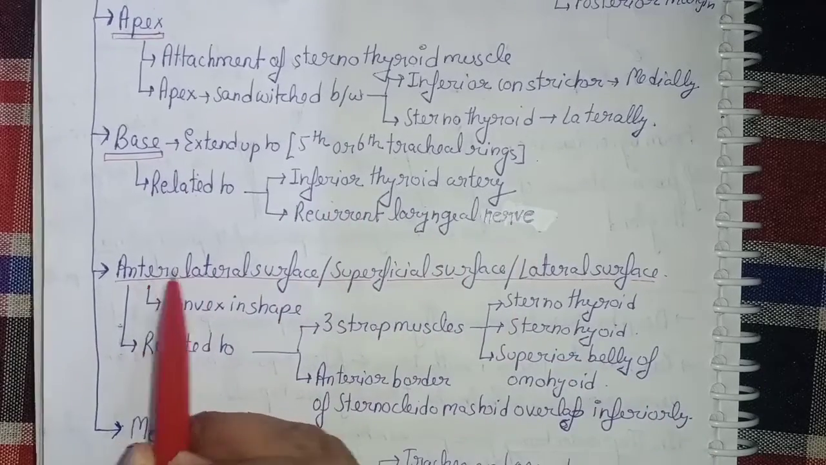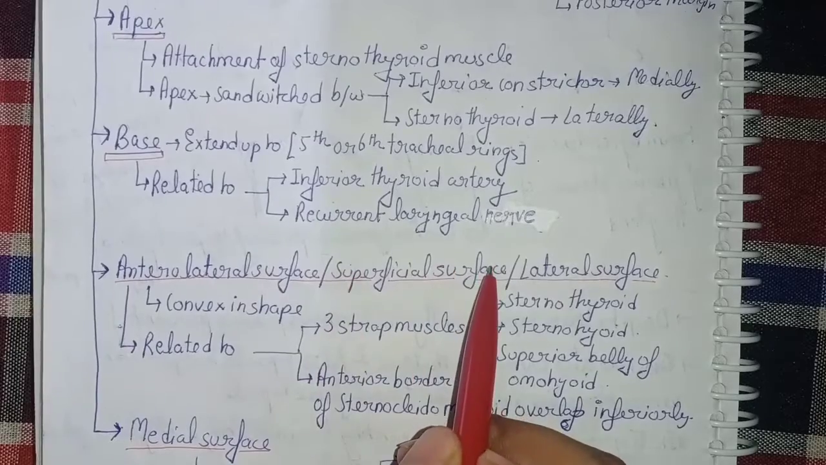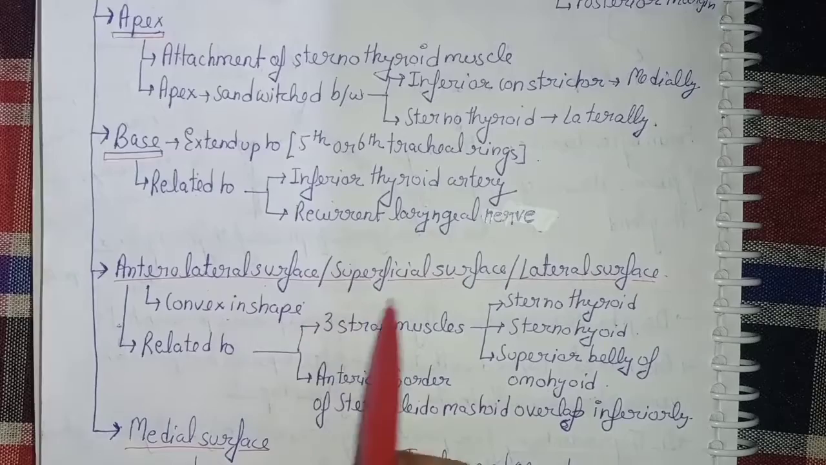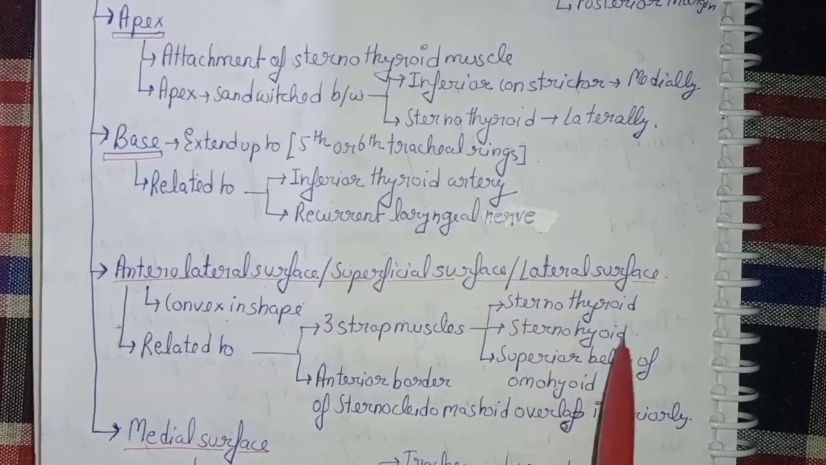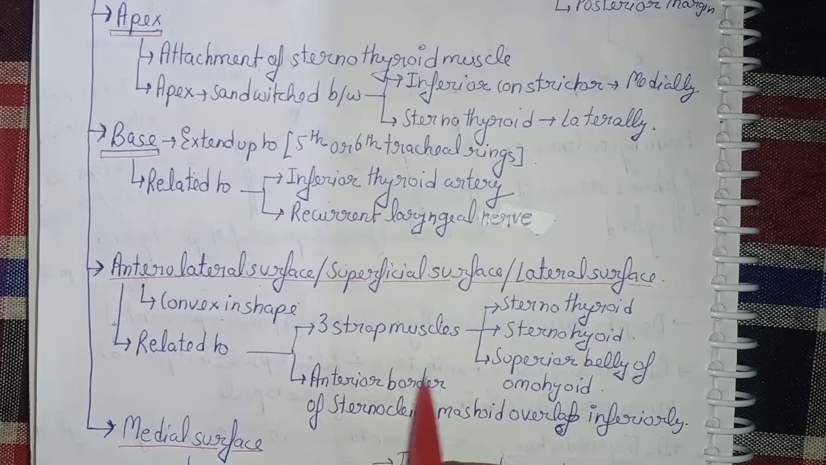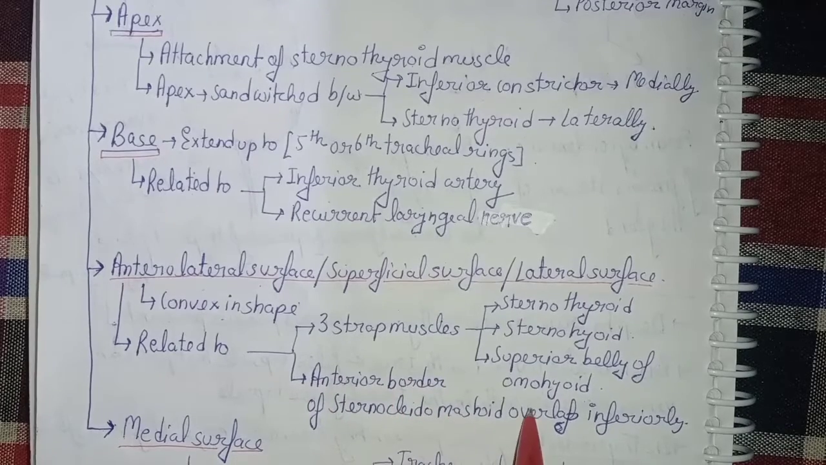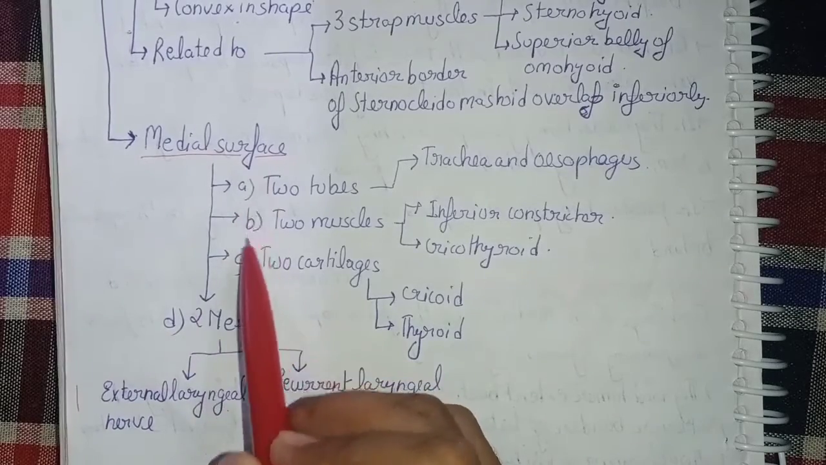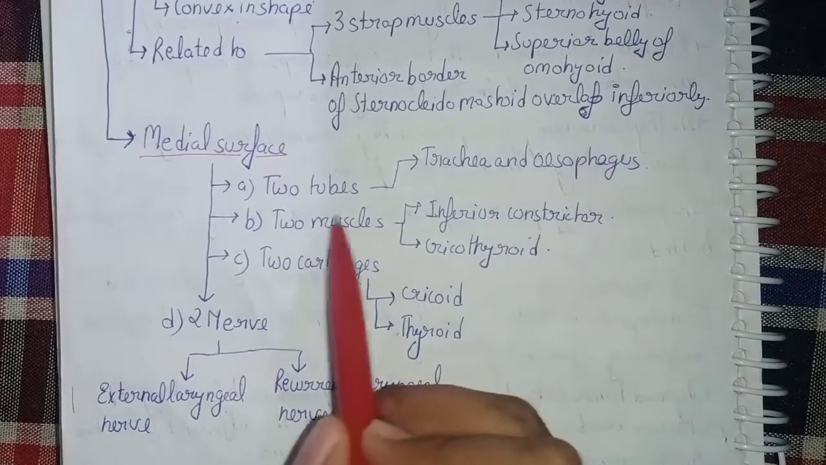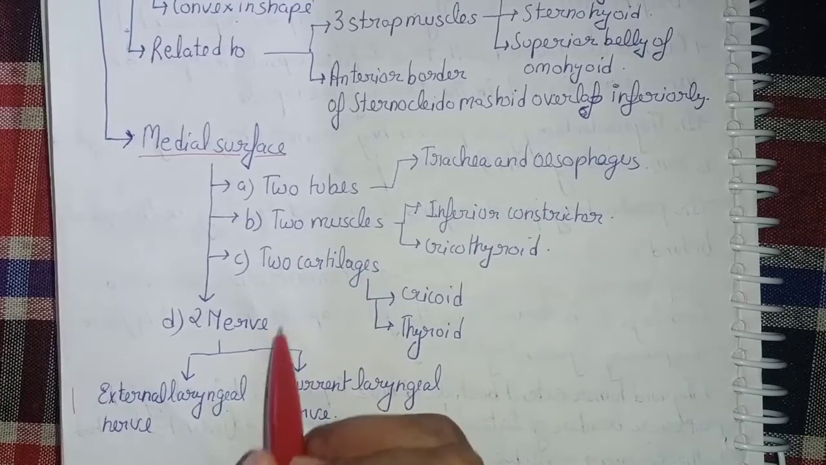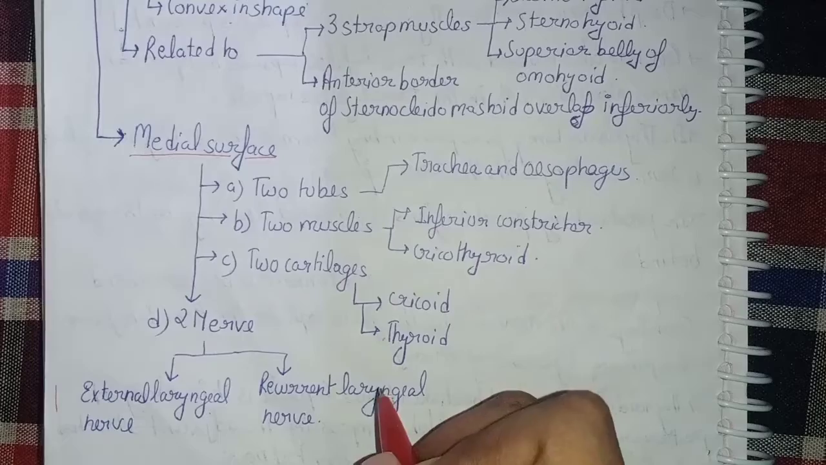Now coming to the anterior lateral surface, or superficial surface, which can also be called the lateral surface. It is convex in shape and it is related to three strap muscles which are sternothyroid, sternohyoid and the superior belly of omohyoid. It is also related to the anterior border of sternocleidomastoid which overlaps inferiorly. Now the medial surface of the thyroid is related to several structures: two tubes which are the trachea and esophagus, two muscles, inferior constrictor and cricothyroid, two cartilages, cricoid and thyroid, and two nerves, the external laryngeal nerve and the recurrent laryngeal nerve.